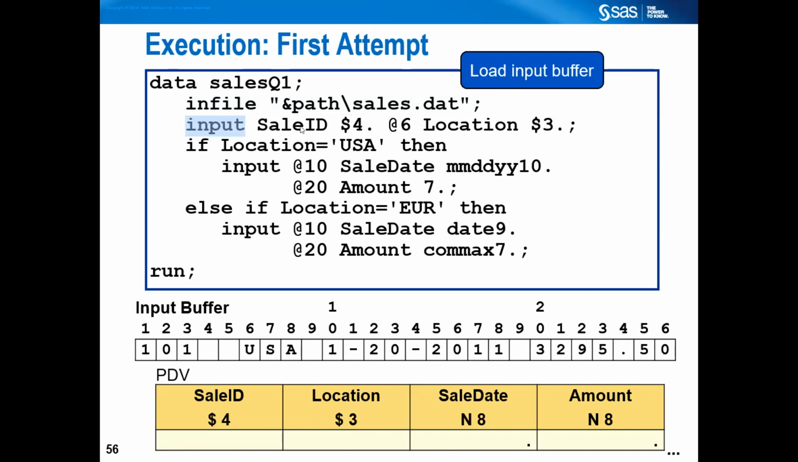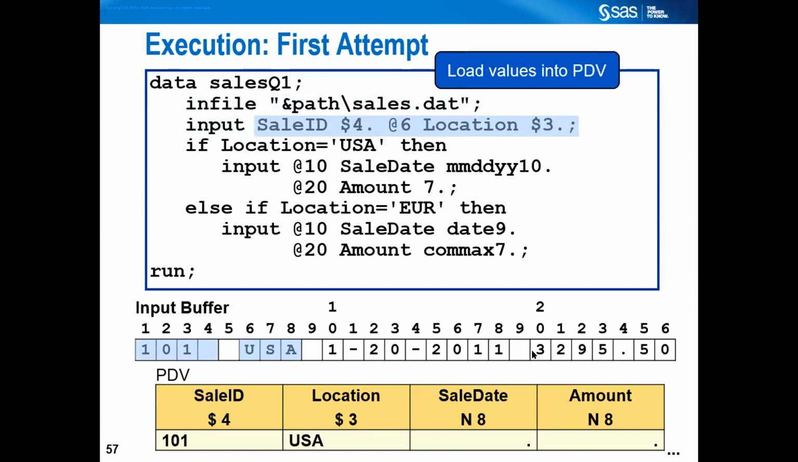As per your input instructions, sale ID $4. So till these 4 places, it will read the value for sale ID. At the 6th column, you have location to be read with $3. So 3 places, 3 values into location. Now, ideally, it should go ahead to read these values, correct? But see what is happening.